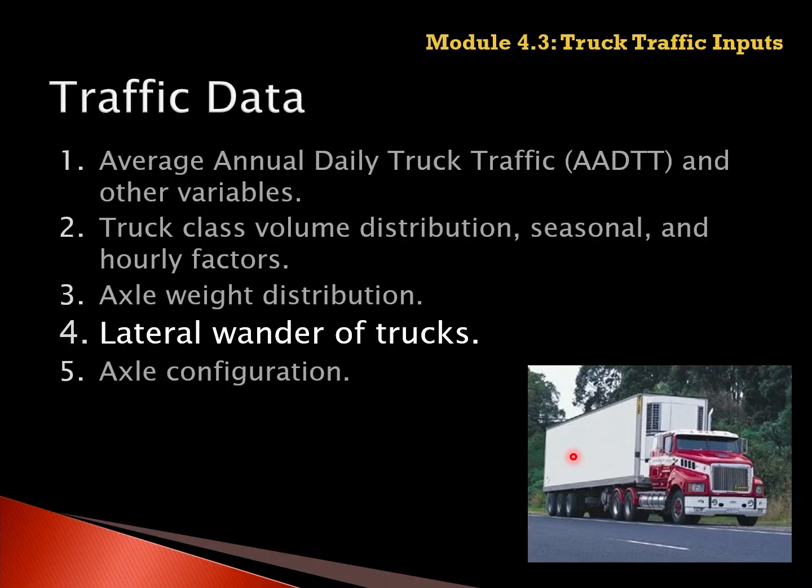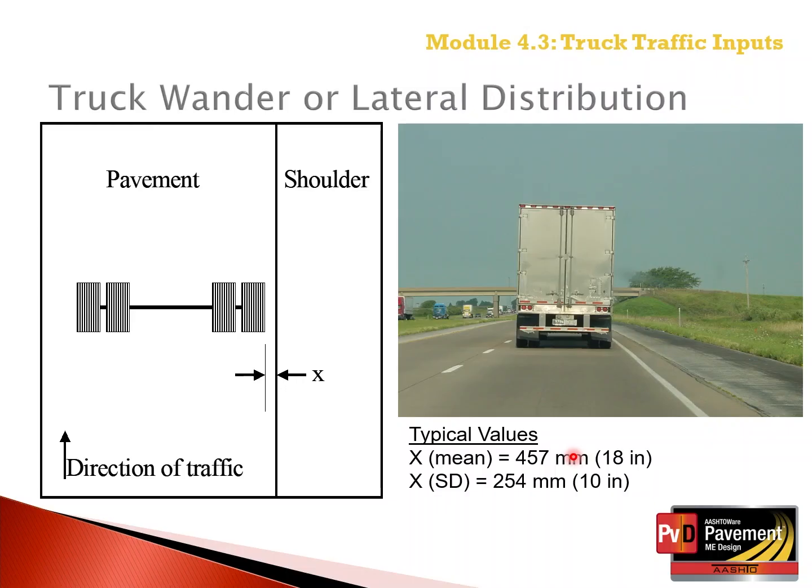Now, lateral wander of trucks. Truck wander defines the lateral distribution of trucks across the lane width and becomes very important for Portland cement concrete pavement design because of the edge stress condition. It's also important for flexible pavement design because the critical layer responses are wheel load dependent and depend on how the loads get superimposed in terms of the distribution.